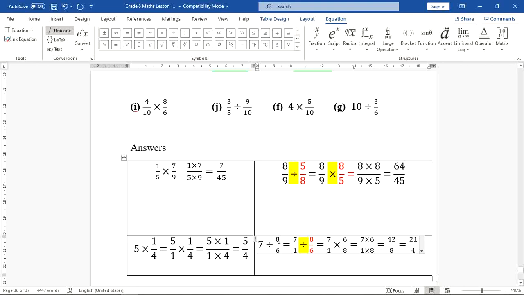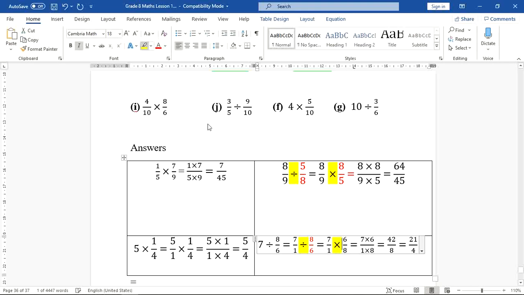Okay, so again, you convert the whole number into a fraction by saying that number over 1, and then you change this to multiplication, and you find the reciprocal of the second fraction, and then after that, multiplication takes over.